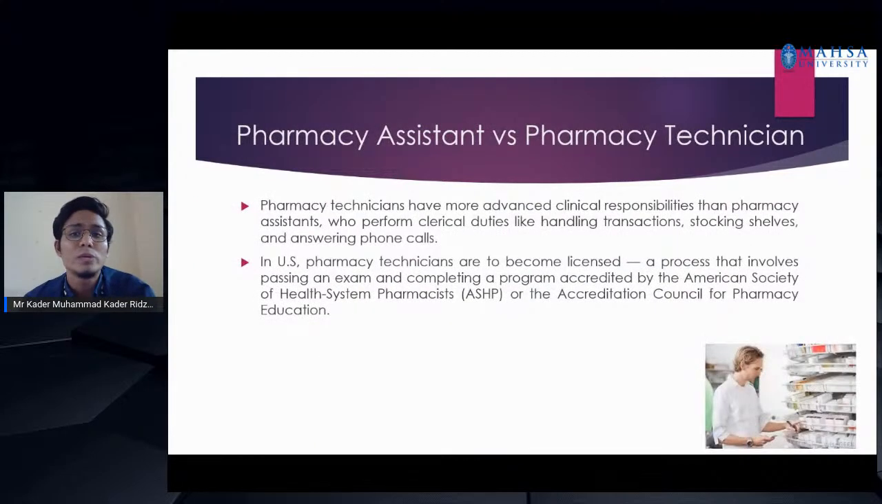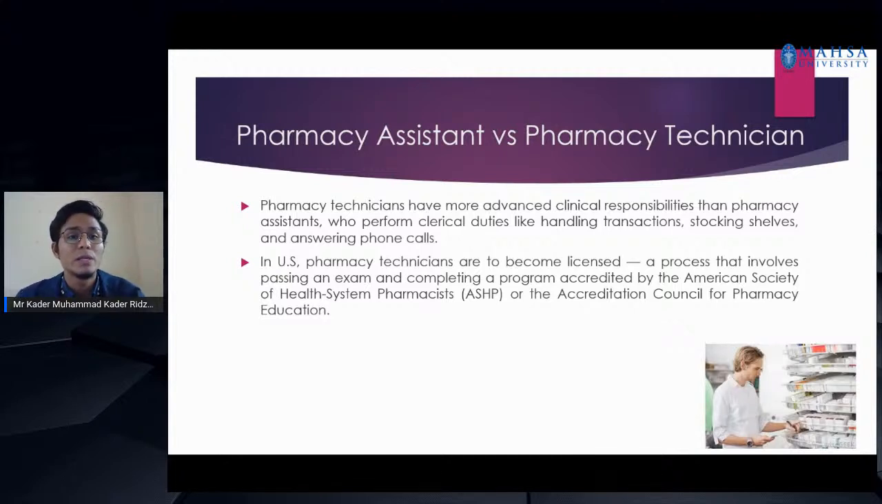Since we have just seen pharmacy assistant and also pharmacy technician, what is actually the difference between them? A pharmacy technician is more advanced in terms of clinical responsibilities than a pharmacy assistant. They also perform clerical duties such as handling transactions, stocking shelves, and answering phone calls. So it's the same as a pharmacy assistant.